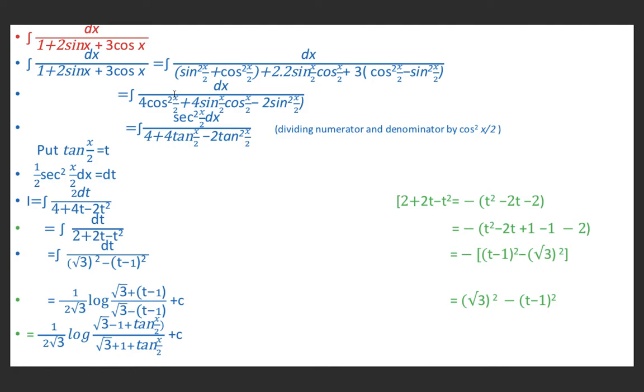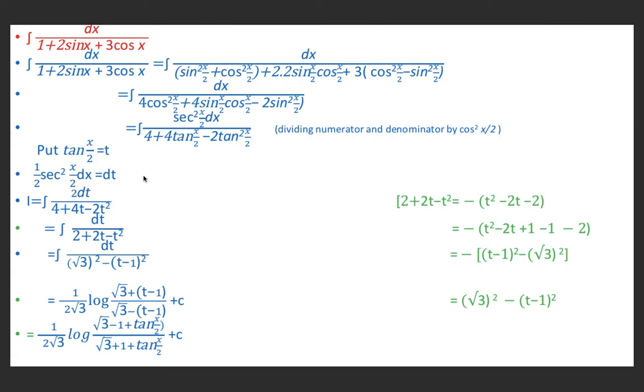If you divide this by cos square x by 2, we will have 4 here. If you divide 4 sin x by 2 cos x by 2 by cos square x by 2, cos x by 2 will cancel, sin x by 2 upon cos x by 2 is tangent x by 2. If you divide the last term by cos square x by 2, since sin theta upon cos theta is tangent theta, we get tangent square x by 2. This is the same method as we discussed in the previous slide. So substitute tangent x by 2 as t. Derivative of tangent x by 2 is secant square x by 2 times derivative of x by 2, which is 1 upon 2. So 1 upon 2 secant square x by 2 dx equals dt.